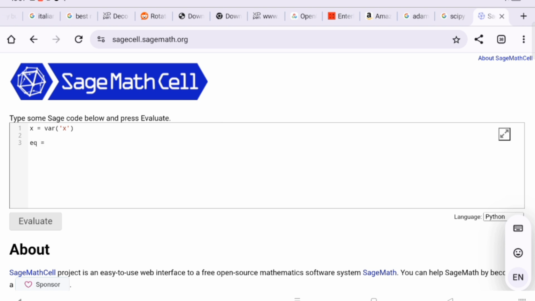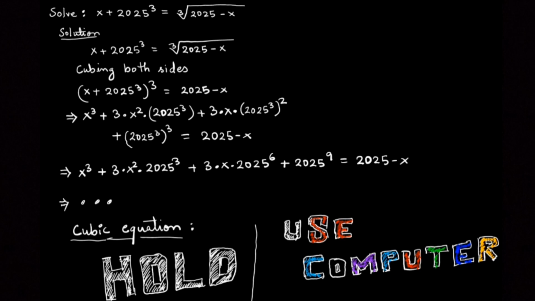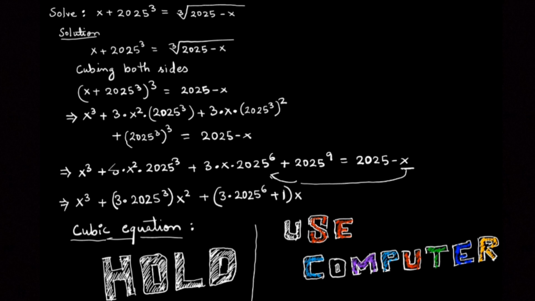Which reminds me that I have not written the equation in the standard form in the previous slide. So I'll go back there. I'll write the equation in the standard form. So the standard form of the equation is x cube plus 3 times 2025 cube into x square plus 3 times (2025 to the power 6 plus 1) — this plus 1 comes from the right hand side — times x plus 2025 to the power 9 minus 2025 equal to 0. So after getting the equation in standard form, we'll go back to the Sage Math cell server again.